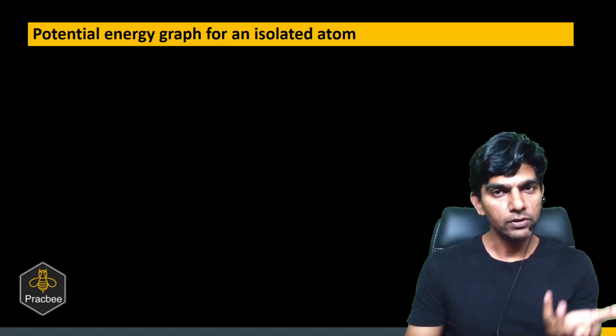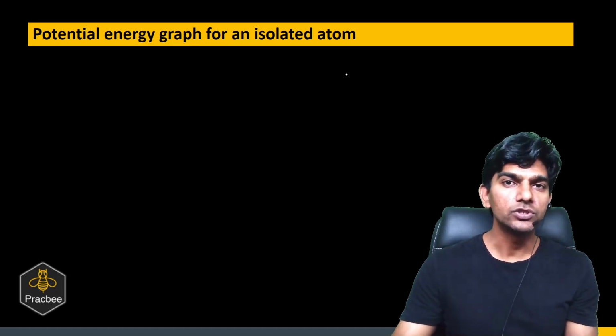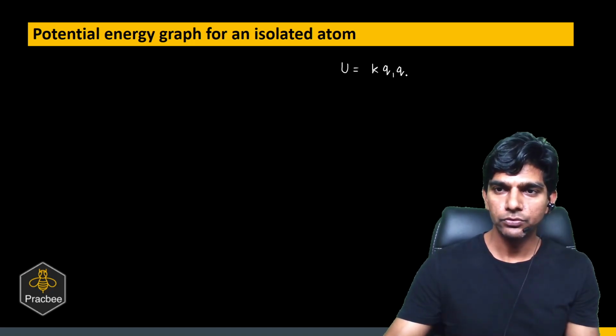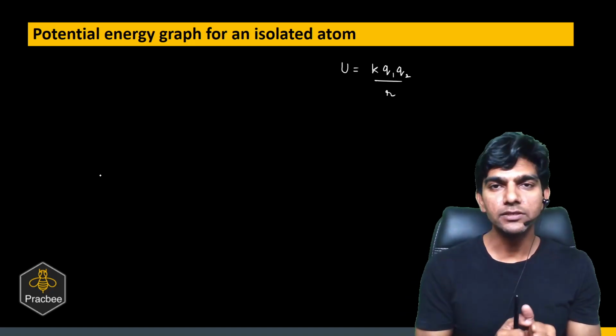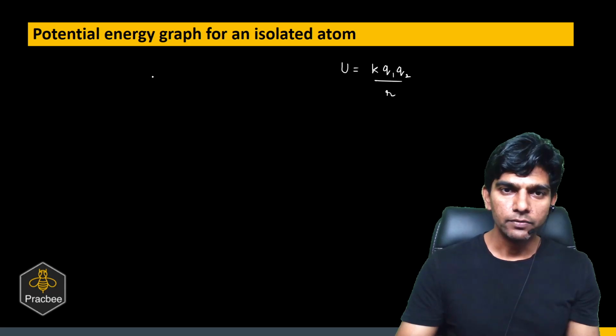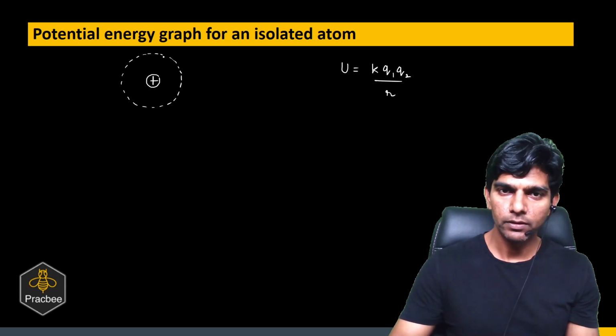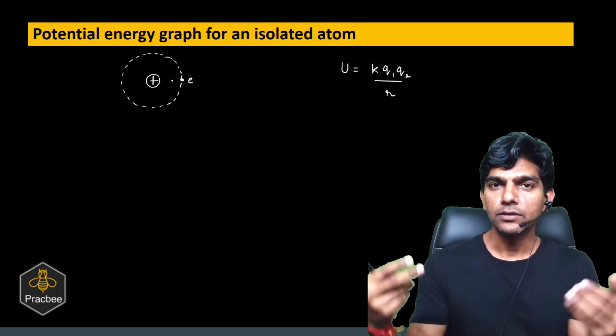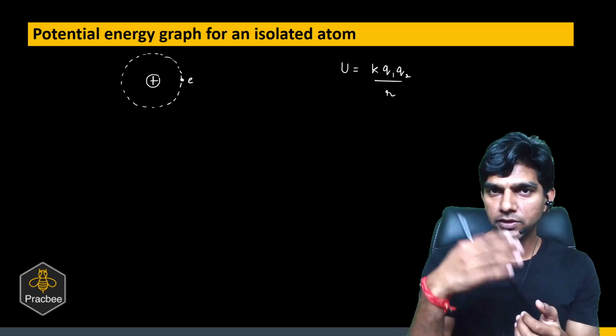Yes, we all studied that in electrostatics. If there are two charges, then the potential energy of the system is given as k q1 q2 by r, where r is the distance between the two charged particles. So here we have a positively charged nucleus and there is an electron which is orbiting around the nucleus, right? In a fixed energy level, let us say. And there is a Coulomb attraction, and due to that, it is able to move in a circular path.